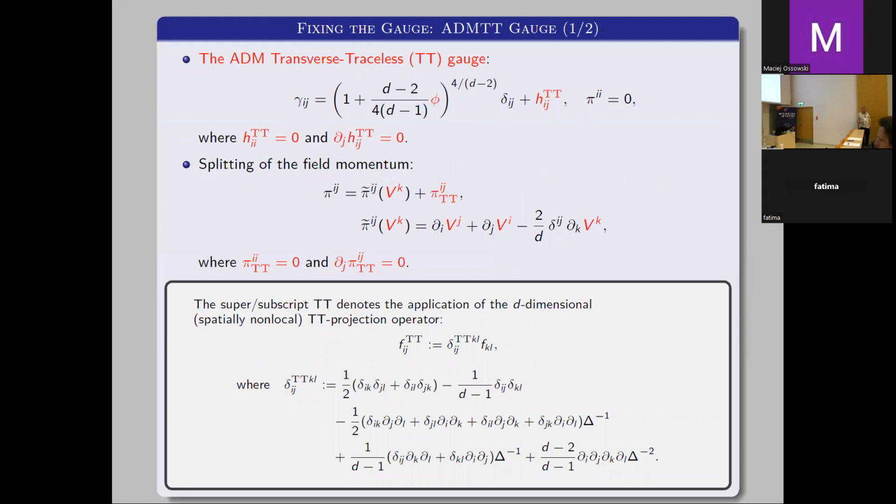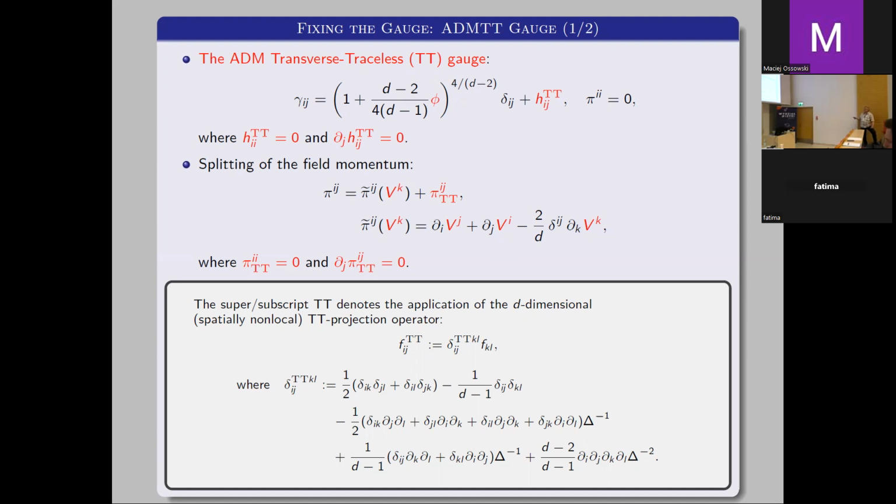The next step is fixing the gauge. We use the ADM-TT gauge. It means that the space metric is the sum of two parts. The first is just the isotropic metric, which is parameterized by the single function phi. And the second part is the transverse and traceless part of the metric, h^TT_ij. Traceless means this, and transverse leads to this extra condition.